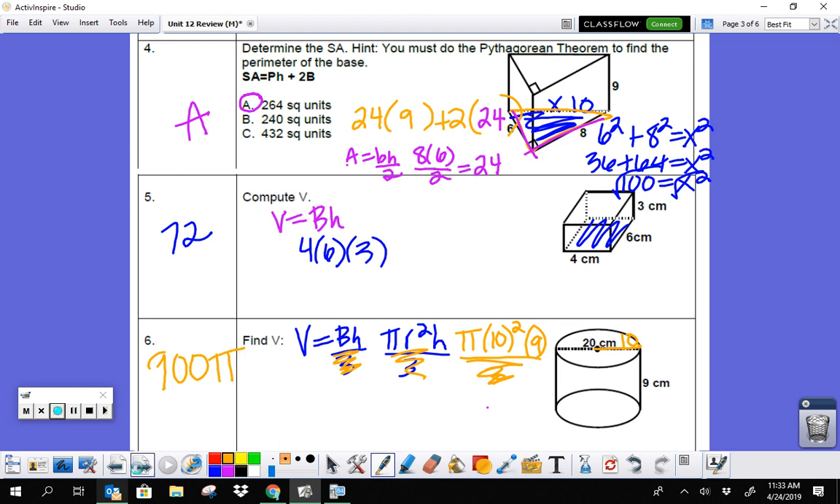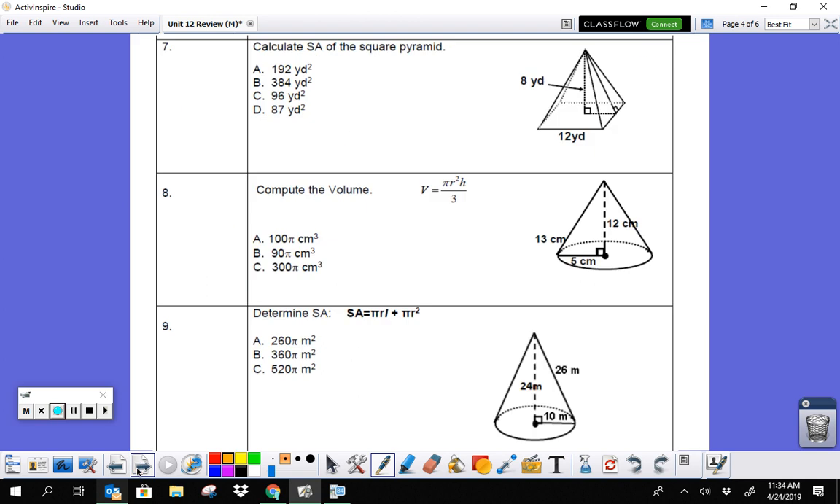Okay, number 7. Calculate the surface area of the square pyramid. So surface area of a pyramid is perimeter times slant height over 2 plus the area of the base. Okay, so I'm going to get the perimeter of the base here. 12 times 4 is 48 times the slant height.